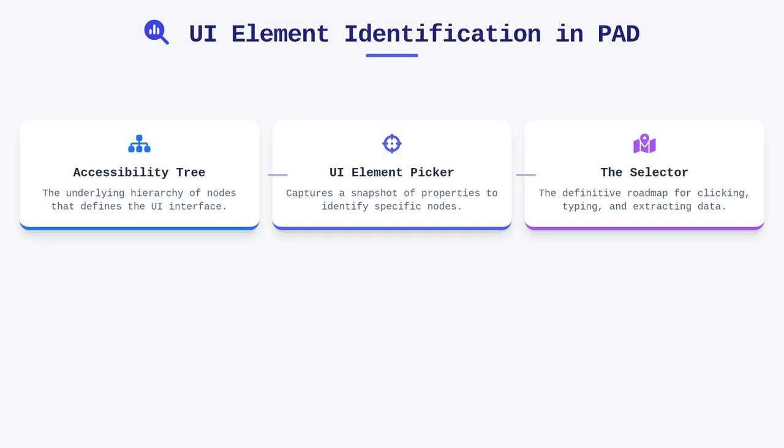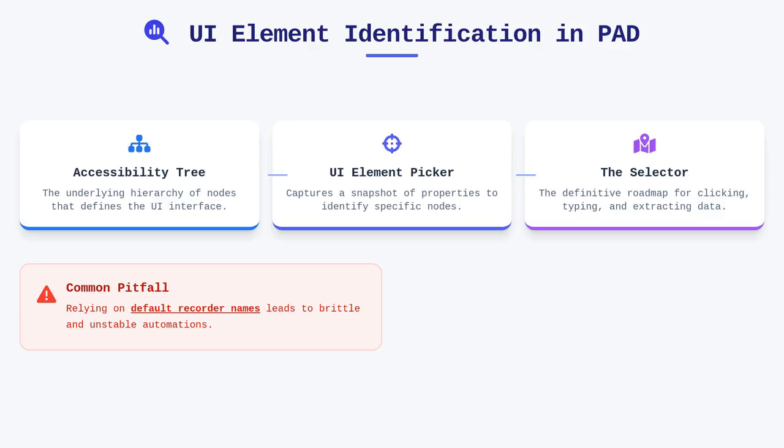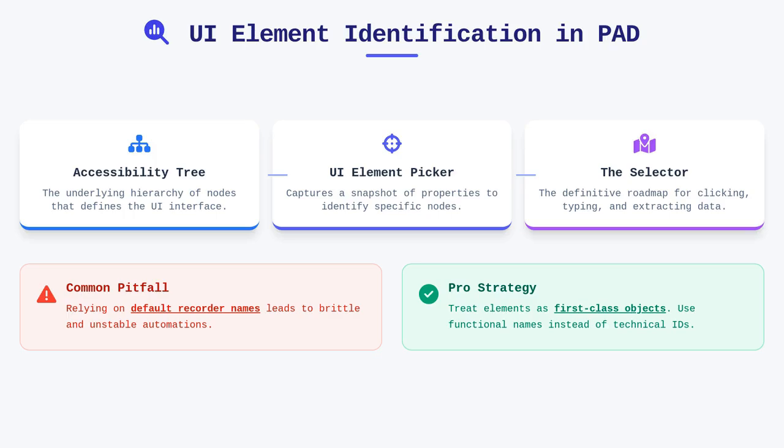This selector is not merely a string of text. It is the definitive roadmap that tells the bot exactly where to click, type, or extract data throughout the execution of a flow. Relying on default names provided by the recorder is a common pitfall that often leads to brittle automations. Instead, you must treat these elements as first-class objects within your design, ensuring that each captured control is assigned a name that reflects its functional purpose rather than its internal technical ID.